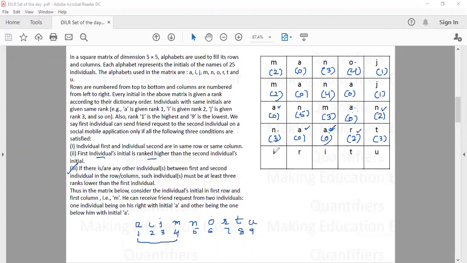This I can get only the person ranked higher than I is A, so I will get the request only from A. That means only this A can send the request to this I. So it will get the request only in 1 way.